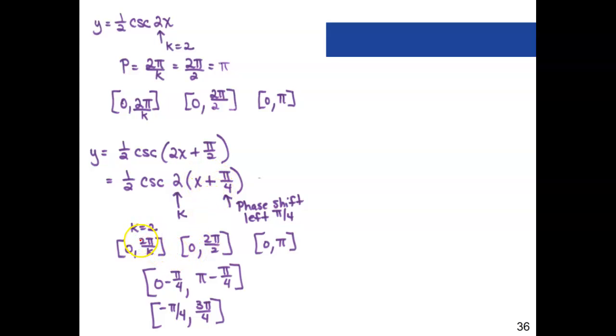So the interval that I'm going to look at is from 0 to 2 pi over k. So 0 to pi is the interval here that I'm going to graph this particular period on. Since it's a phase shift to the left, I actually need to, excuse me, subtract pi over 4 from each part of this. So 0 minus pi over 4, since that's the left phase shift, and then pi minus pi over 4. So when I get those, this will be negative pi over 4, and this will be 3 pi over 4.